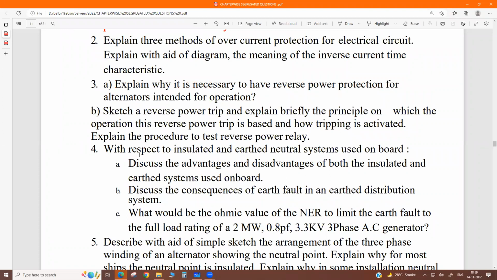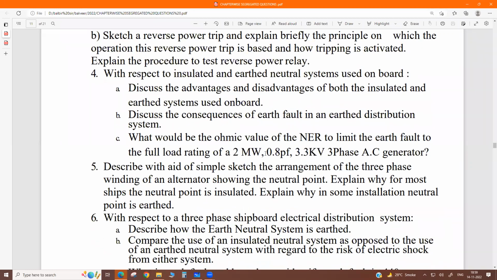Now, for isolated and earthed neutral systems, there is a comparison of advantages and disadvantages. Then there is one numerical also, on NER. As I explained, in HV systems we do the grounding through NER. So we can solve this question. It may be asked.